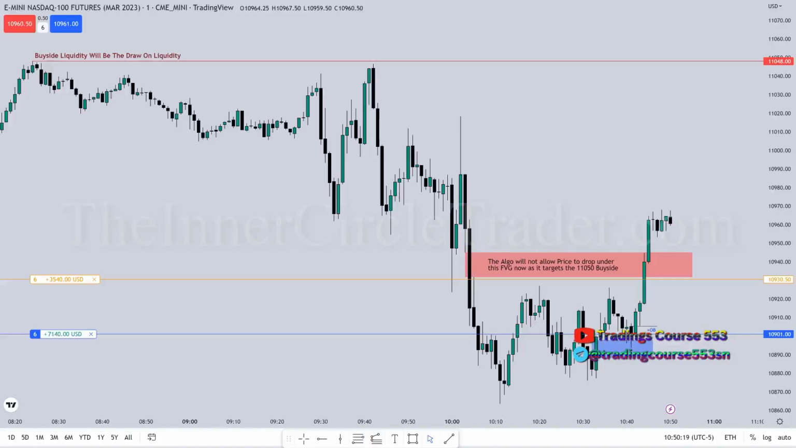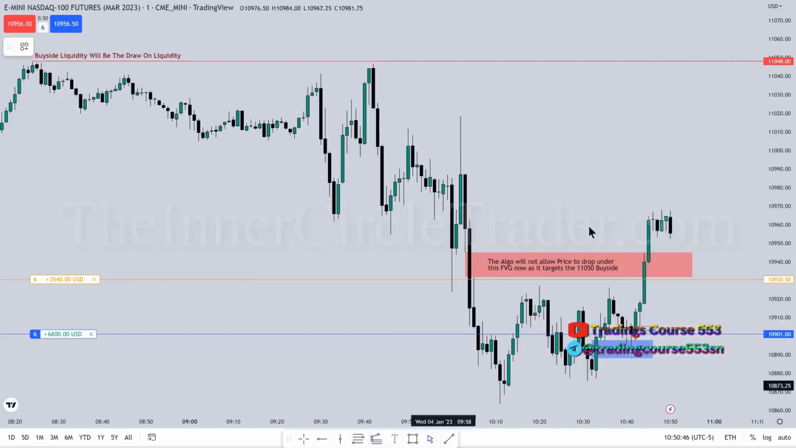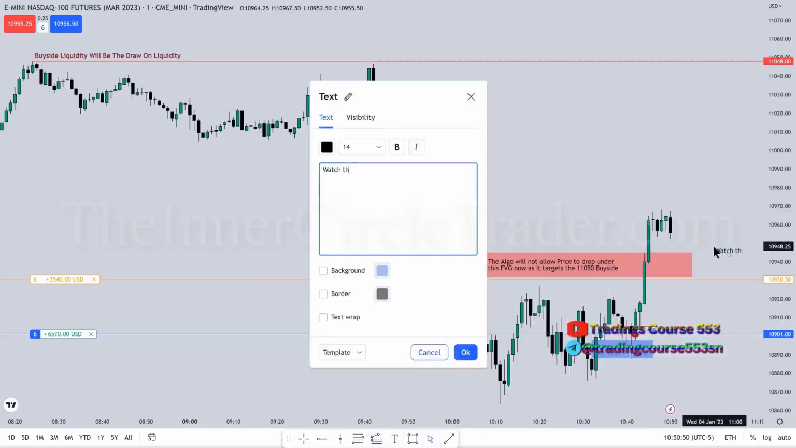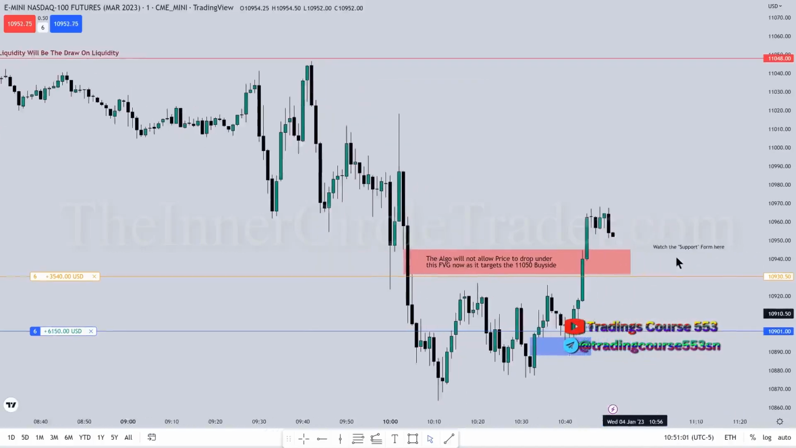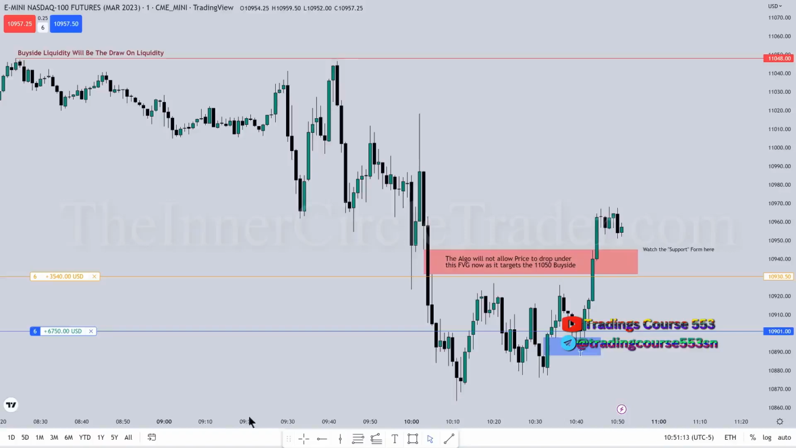Now that right there is a classic bull flag. I don't want to get wrapped up in thinking it's going to break down, but it comes down into this little area in here, back into that fair value gap that I like. Okay, I like that gap that's not being shaded yet. I like that right there. So I'm telling you with this annotation, watch the support form here. Where at? Right at the top of that fair value gap.